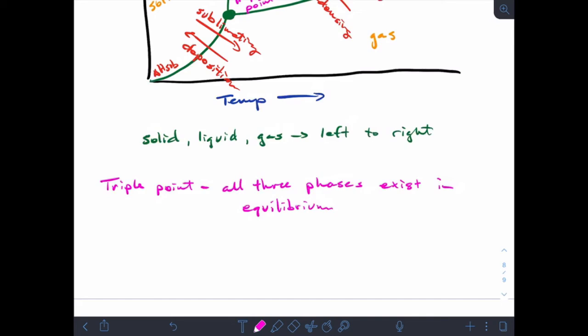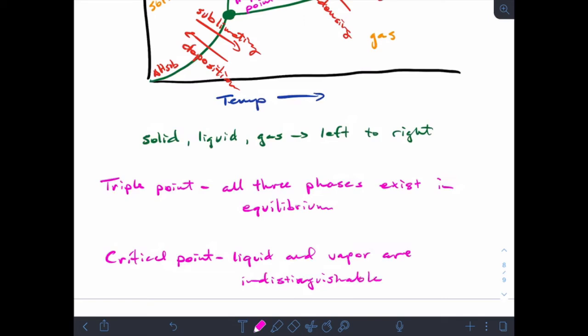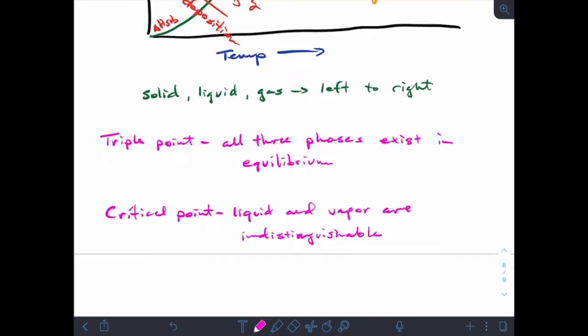Okay, the critical point is also a very cool place. The critical point is where liquid and vapor are indistinguishable. Distinguishable. That word has too many letters. But when the liquid and vapor are indistinguishable, that has its own name. We call that a supercritical fluid.